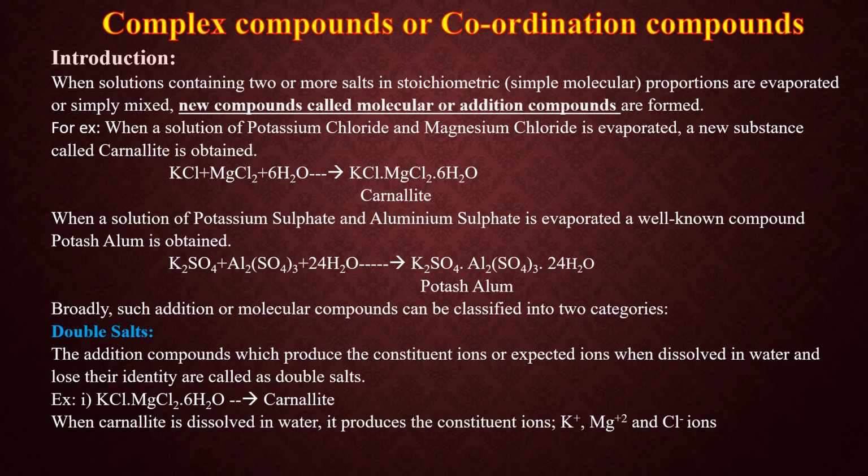Understood, students? So when we take solutions containing 2 or more salts in simple proportions, and when they are heated or simply mixed, we get new compounds which are known as molecular or addition compounds. Under this we have seen two examples: one is carnallite and the other one is potash alum. Okay. So understood what are addition compounds or molecular compounds, students? Is it clear? Okay.